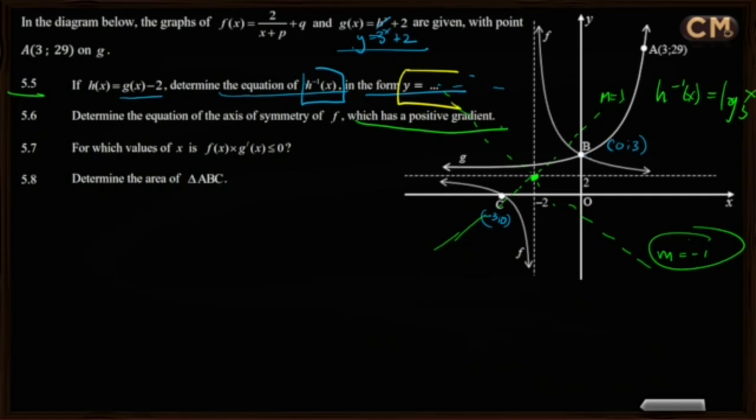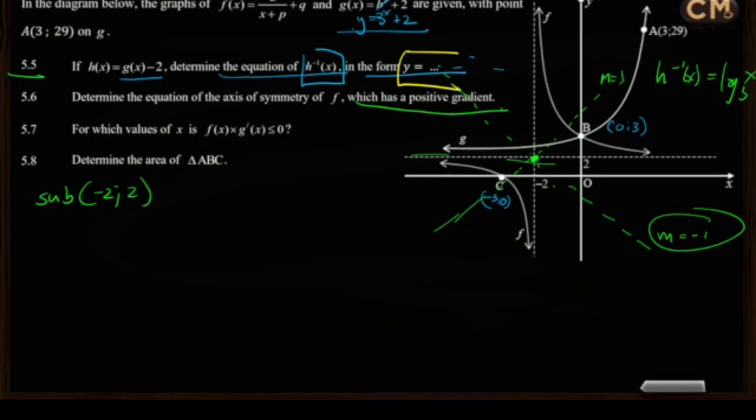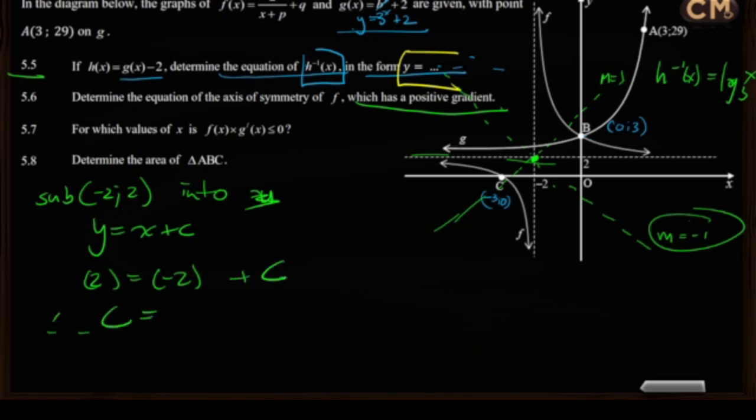So we will say that after subbing in negative 2 from our vertical asymptote and 2 from our horizontal asymptote into y is equal to x plus c, we will have 2 is equal to minus 2 plus c. Therefore, c is equal to, well, add 2 to both sides. c is equal to 4. Therefore, y is equal to x plus 4.